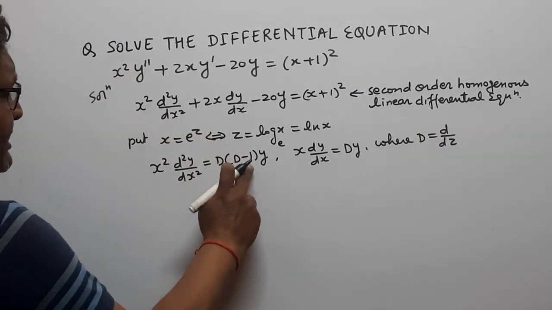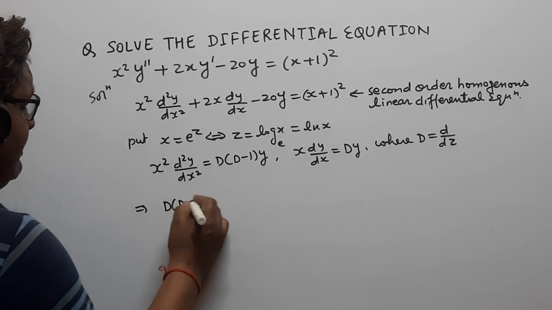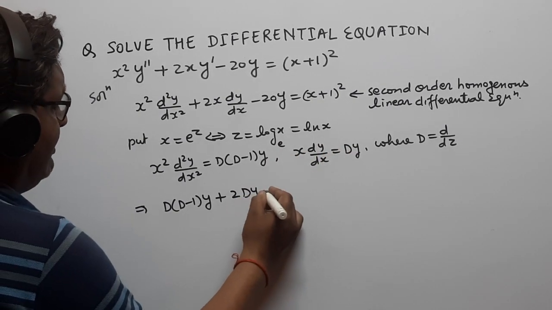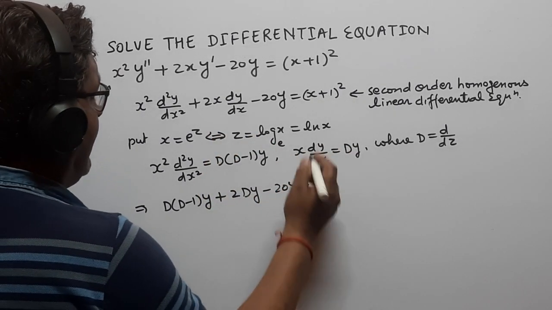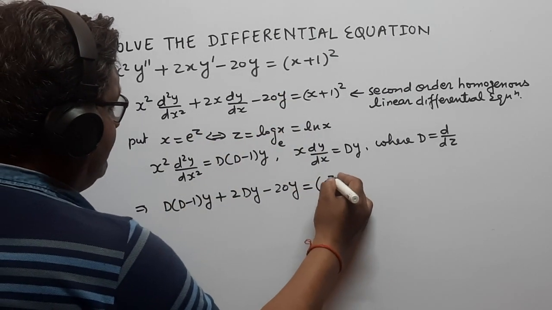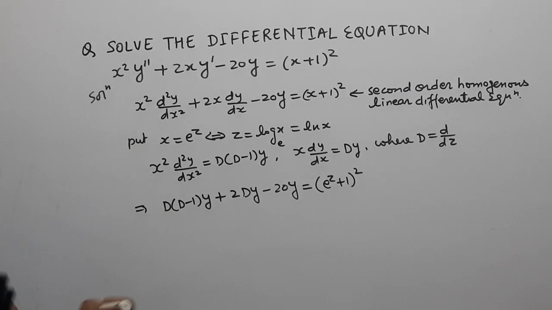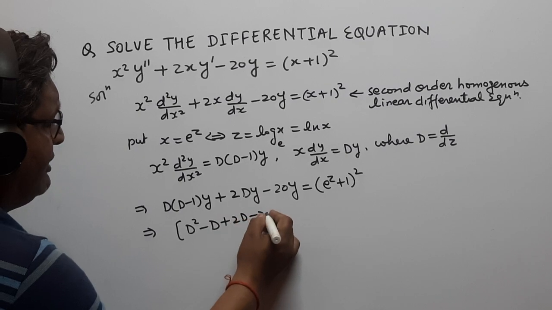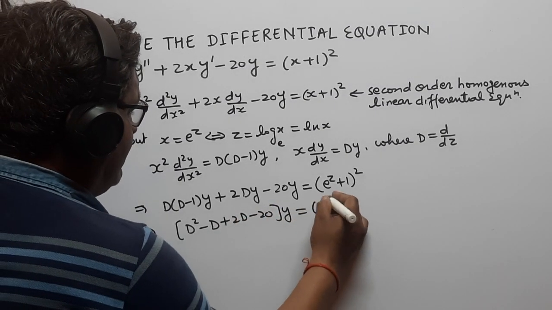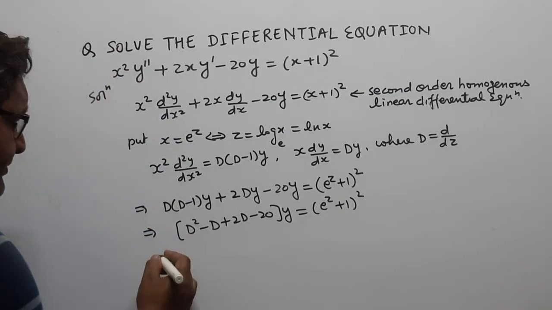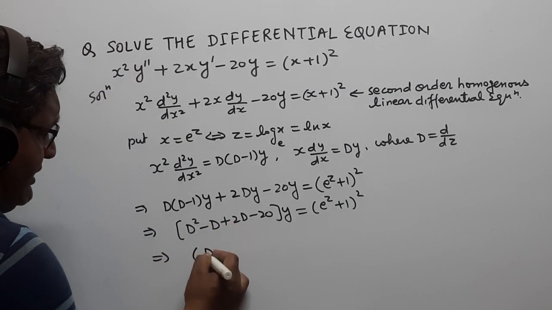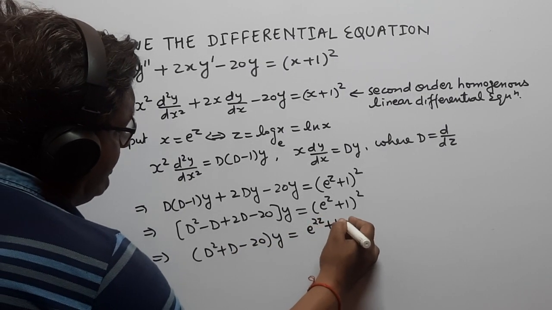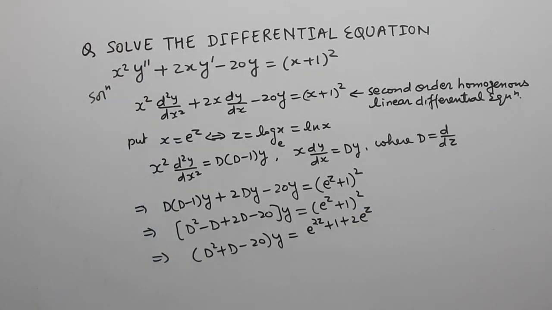So x square d2y by dx2 can be written as D(D minus 1)y, and in place of x dy by dx we write Dy, minus 20y, and in place of x we put e to the power z, plus 1 whole square. Now taking common y here, we get D square minus D plus 2D minus 20 times y is equal to (e to the power z plus 1) whole square. Now 2D minus D gives D, so D square plus D minus 20 times y is equal to e to the power 2z plus 1 plus 2 times e to the power z.